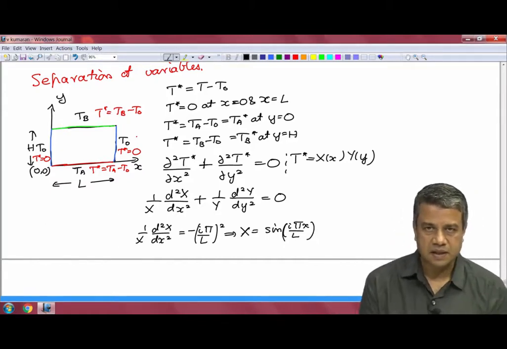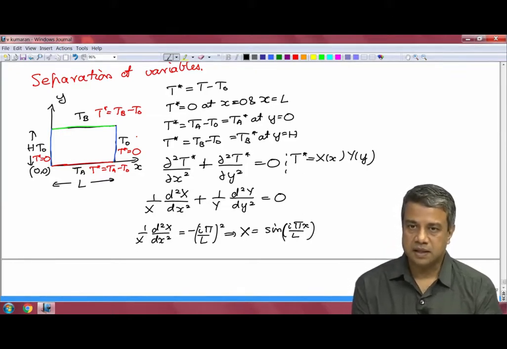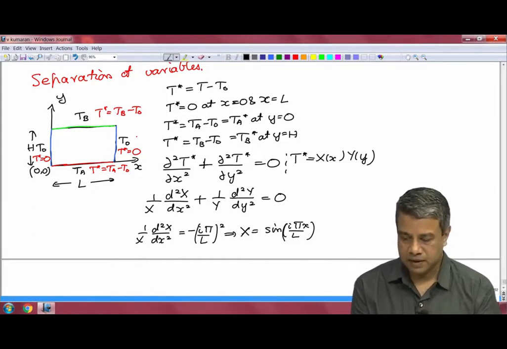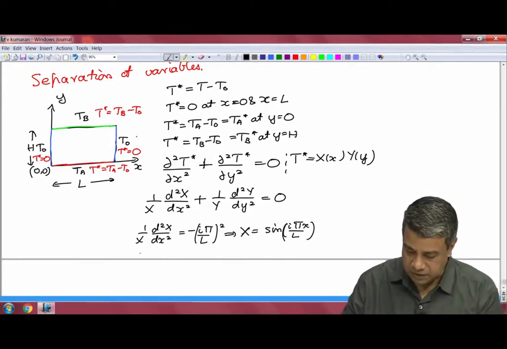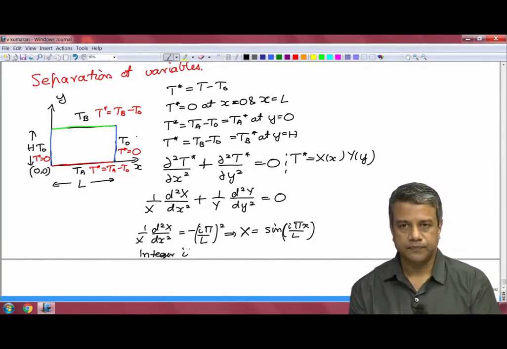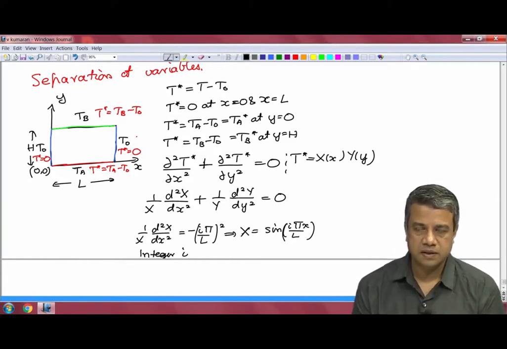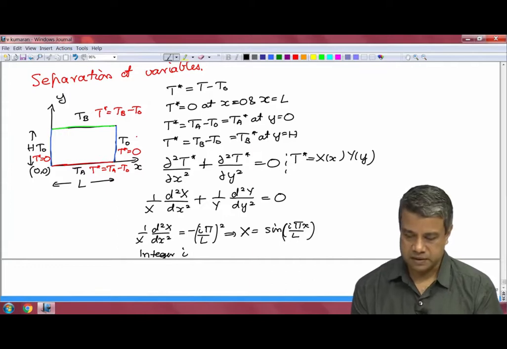This function sine of i pi x by L is a solution of the equation, and it satisfies the homogeneous boundary condition, that is, this function capital X is equal to 0 both at x equal to 0 and at x equal to L, for any integer value of i. So this is the solution in the x direction, and I have anticipated a few steps here.